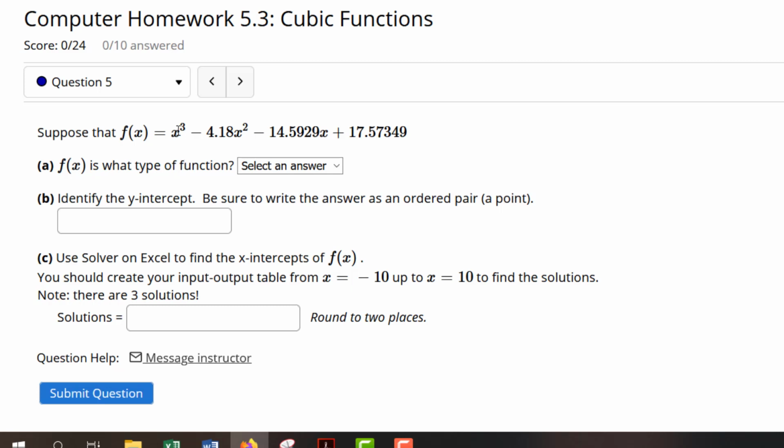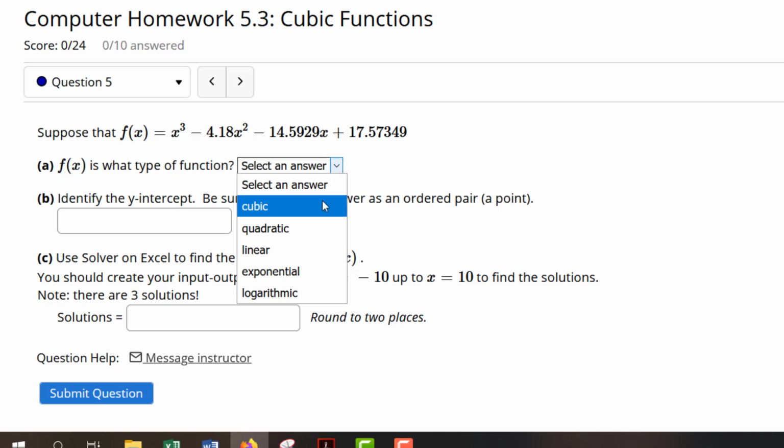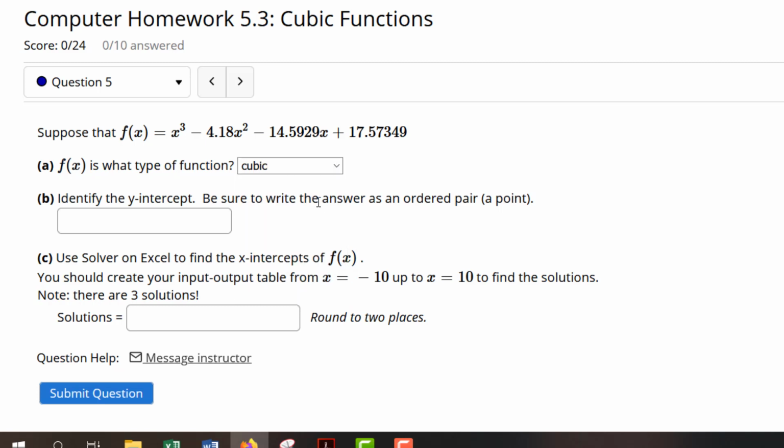I notice that it has the form ax to the third minus bx squared plus cx plus d. That is a third-degree polynomial. More commonly, we call these cubic functions. So we select cubic. It asks us to identify the y-intercept.